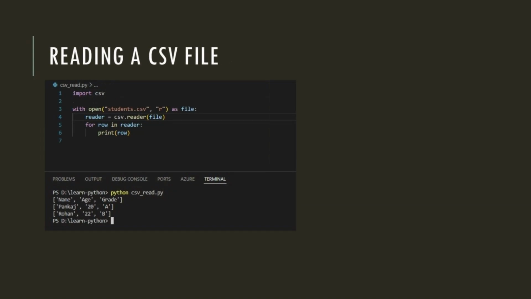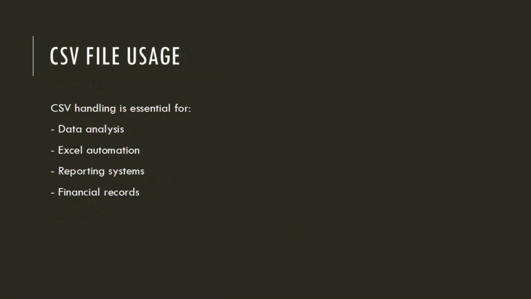Reading a CSV file. import csv, with open('students.csv', 'r') as file: reader = csv.reader(file), for row in reader: print(row). In this example, we open a CSV file students.csv, read it using the reader function and print it row by row. CSV handling is essential for data analysis, Excel automation, reporting systems, and financial records.